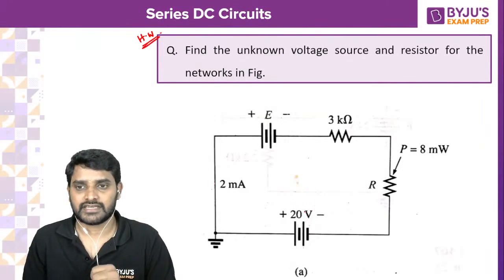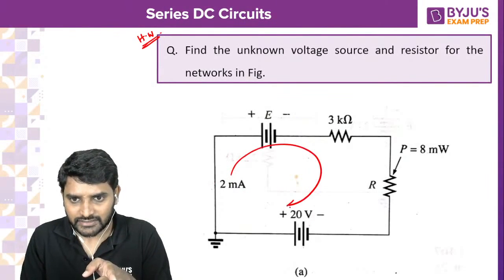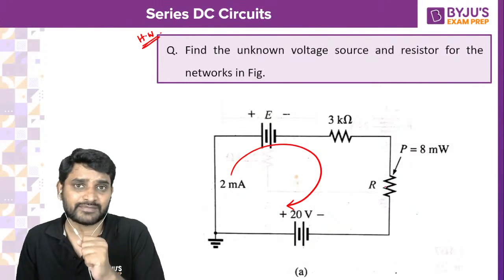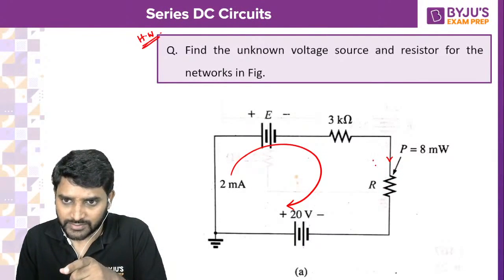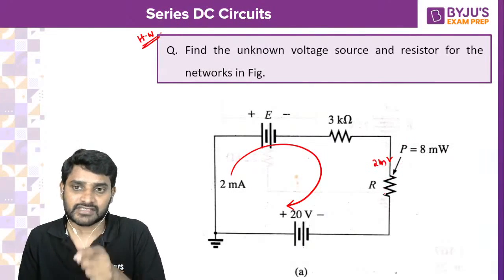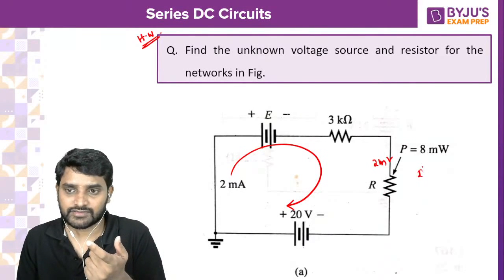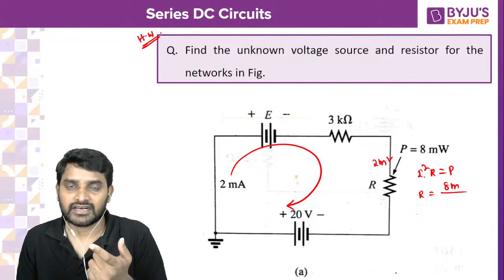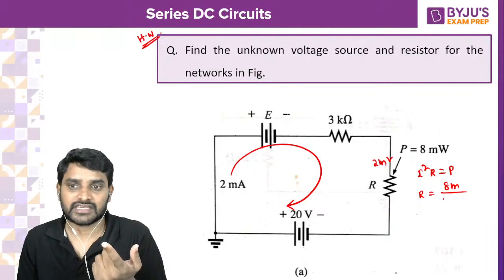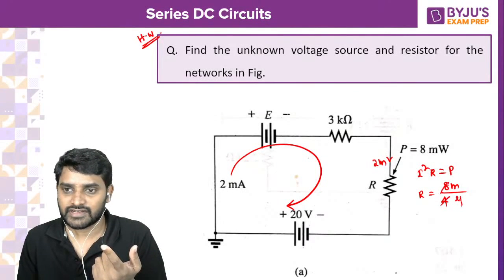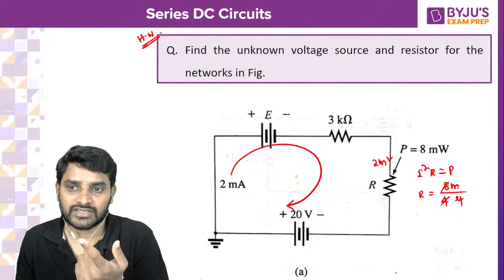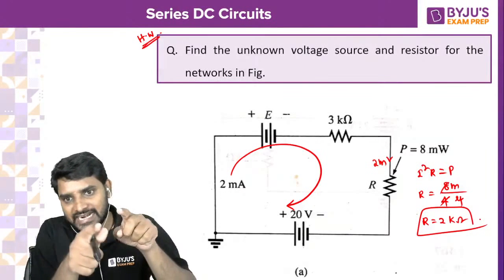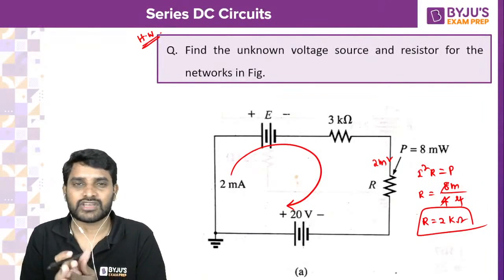Let's see. You assume the current direction in the clockwise. If you assume in the clockwise direction, he said that this power is 8 milliwatts. So the current flowing through this is going to be 2 milliamperes. So power is 8 milliwatts. So what is the resistance? I square into R is equals to P. So R is equals to P, which is 8 milli, divided by I square, which is 2 milli square. That will be around 4 micro. So if this micro goes up to mega, I think you are going to get R equal to 2 kilo ohms. Whether the current direction is anti-clockwise or clockwise, our resistance is going to be 2 kilo ohms.